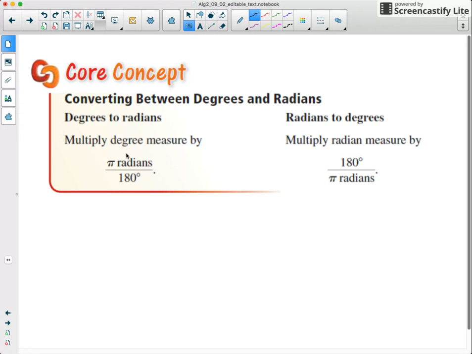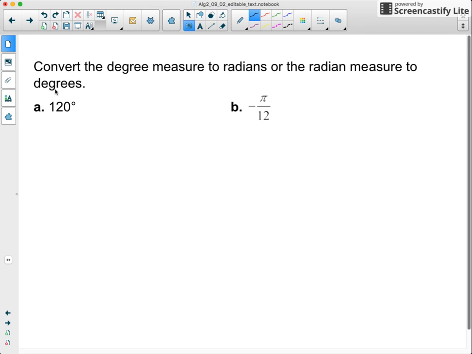Notice that these are the same numbers. We're just flipping them. So there's only really one ratio to remember, and we're just flipping it for when we use it. So let's take a look at these examples.